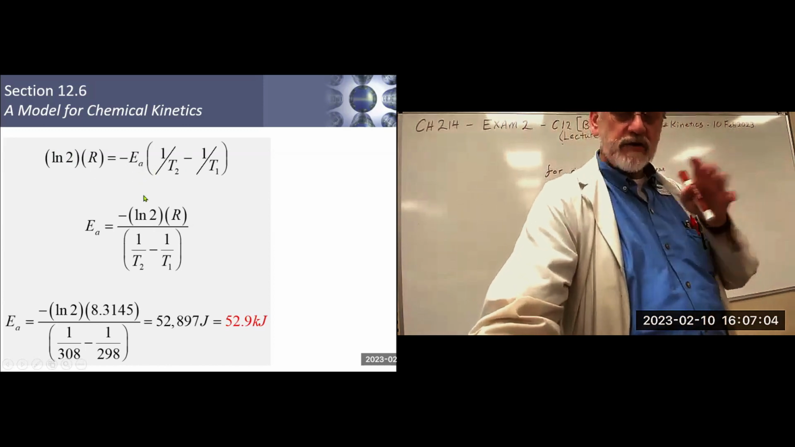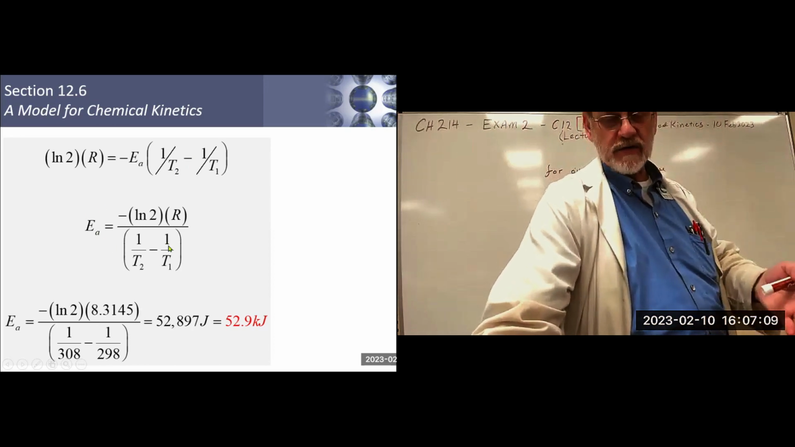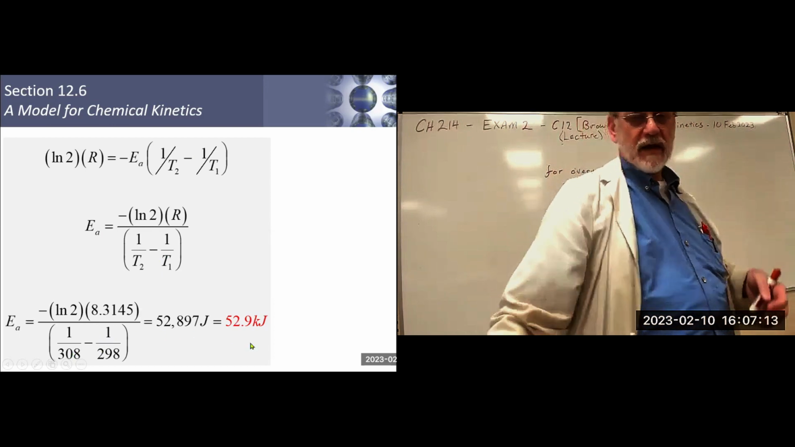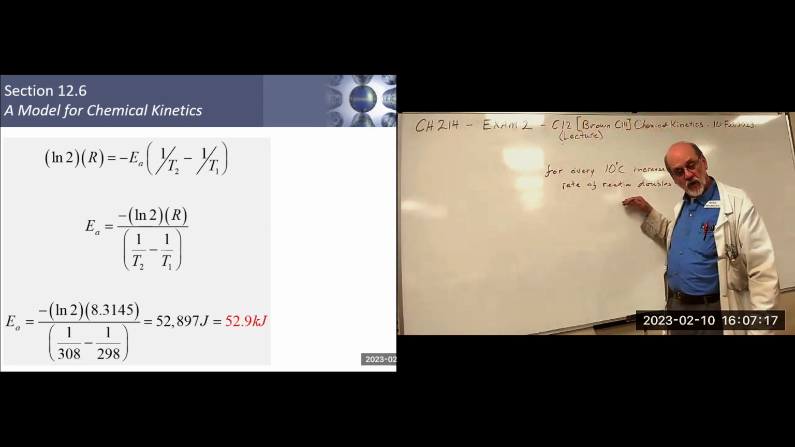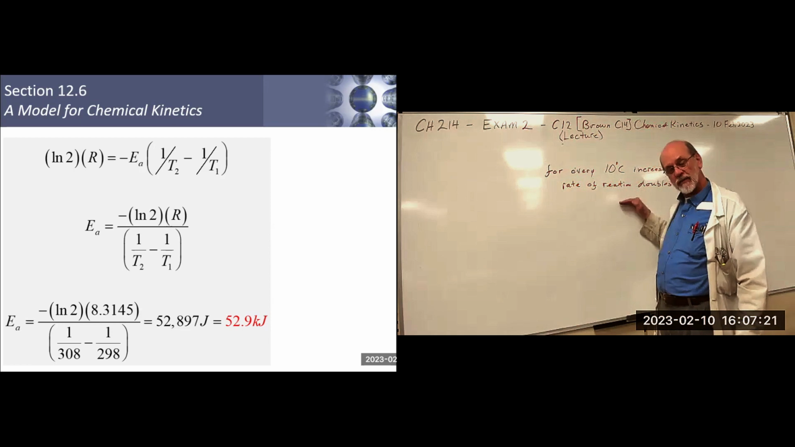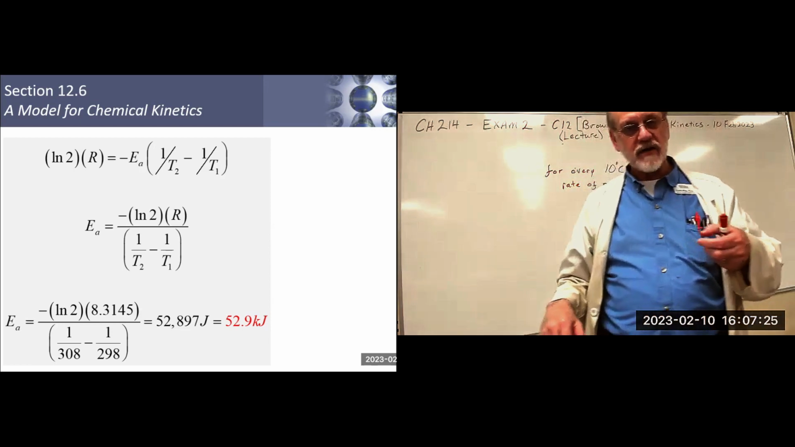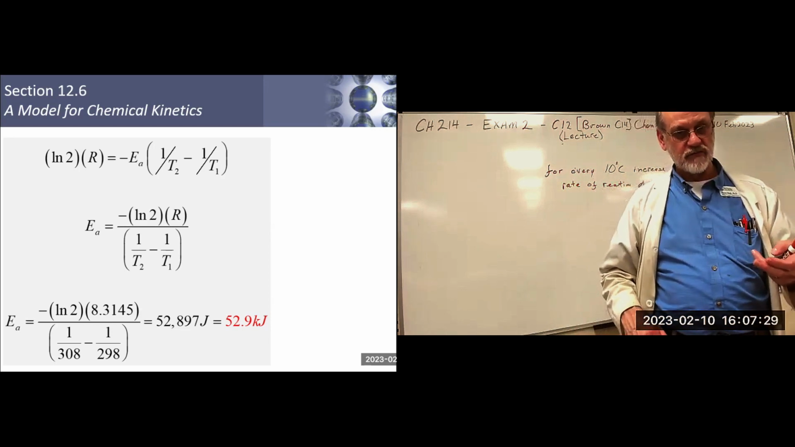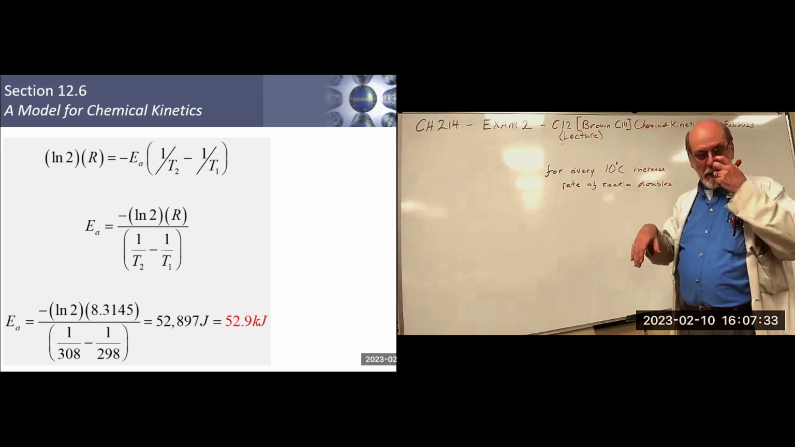Okay, so we rearrange it so that we get E sub A on one side, and then we plug in our values for the temperature and solve it. And as it turns out, for this rule to hold exactly, for every 10 degrees, we exactly double the rate of reaction, the activation energy for that reaction has to be 52.9 kilojoules. That's the only one that fits this exactly, right?